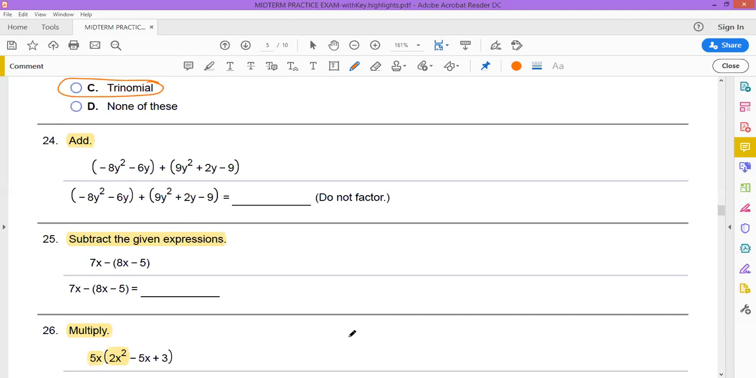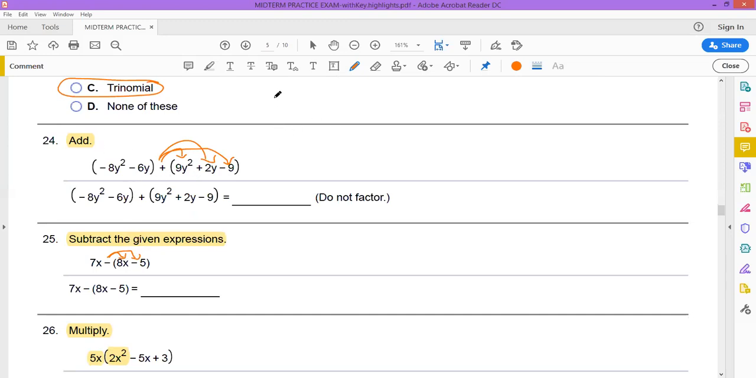All right, let's look at number 24, 25, and 26. For 24, we're adding the 2 terms in parentheses together. So we're adding everything in the first set of parentheses to everything in the second set of parentheses. Now I'm showing this arrow because it really will come into play more so in number 25 because your signs will be impacted. But for 24, not so much.